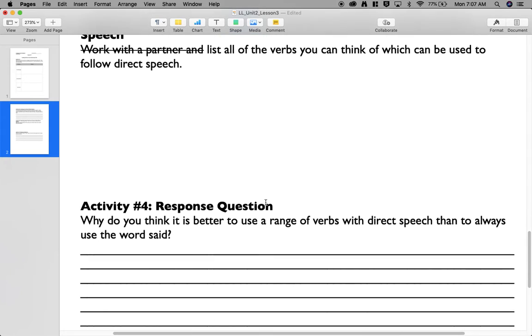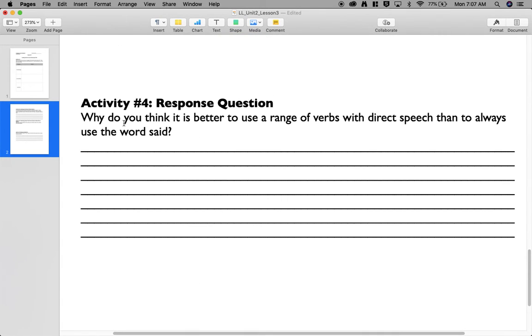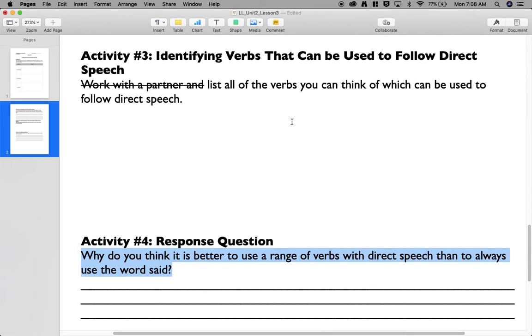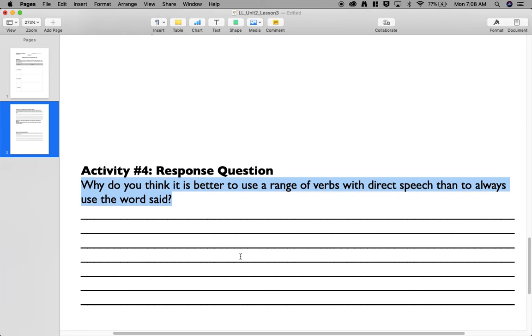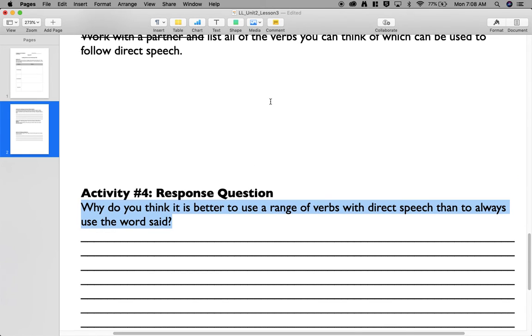Okay, let's go to activity 4. Why do you think it is better to use a range of verbs with direct speech than to always use the word said? So you saw in activity 3 that they used a range of verbs with direct speech. Why do you think it's better to use "he ordered" instead of "Mr. Nicanor said," or "he said," or "they said"? Why do you think it's better to use a different range of verbs than to use the word said?